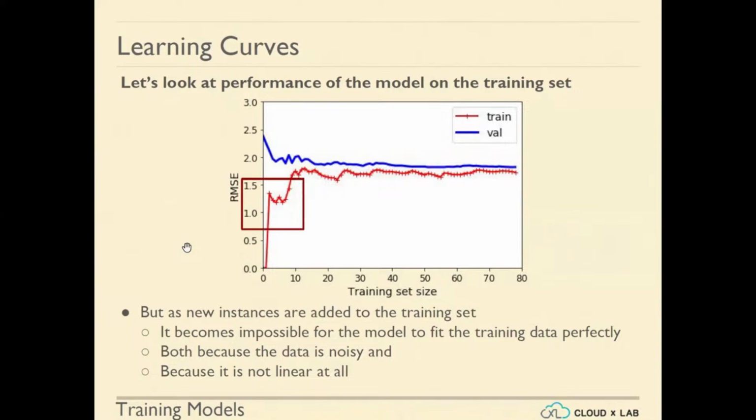But as you add more and more data points to the training set, it becomes impossible for the model to fit the training data perfectly, right? So if you are adding more and more data points, let's say you are adding more points, right? So now a linear model cannot perfectly fit all these data points, right? Even if we are using this linear model, there will be some error, right? So now it cannot fit the training data perfectly.